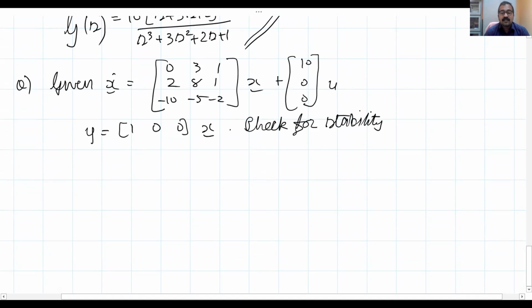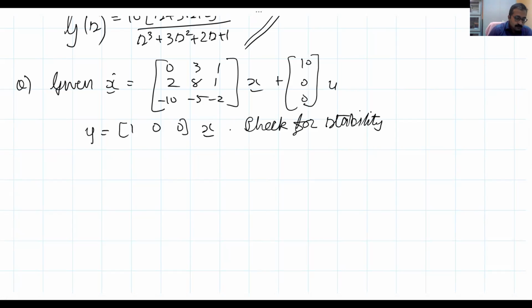Okay, so check for stability means what? You have to look for the eigenvalues of the A matrix. What is the condition for stability in the case of a transfer function? All the closed loop poles must be in the left half of the s-plane. Similarly, if all the eigenvalues of the A matrix have negative real parts, the system is stable.